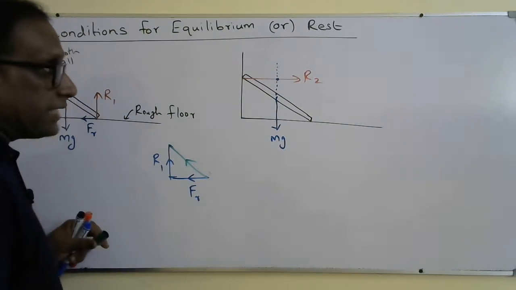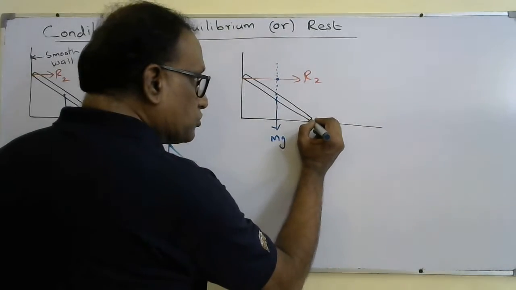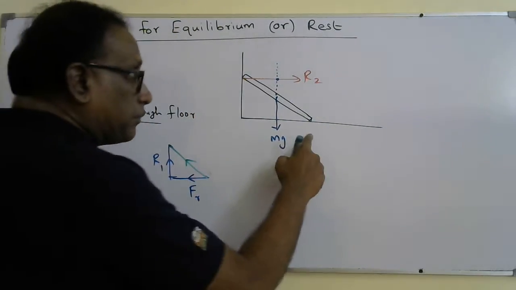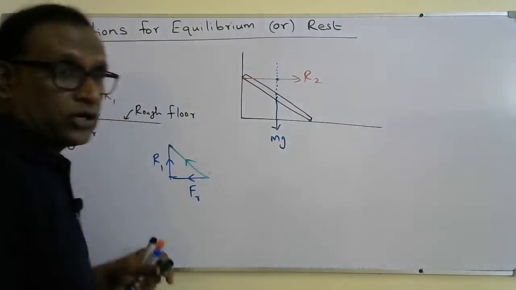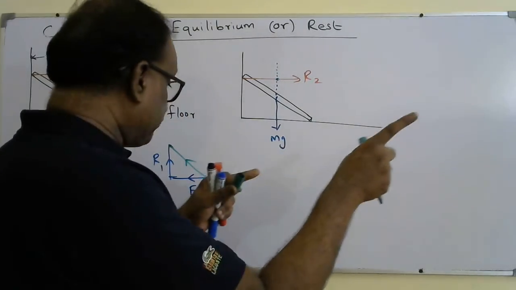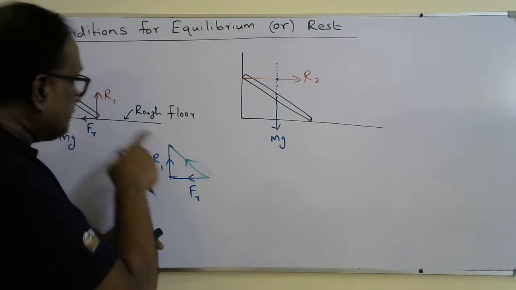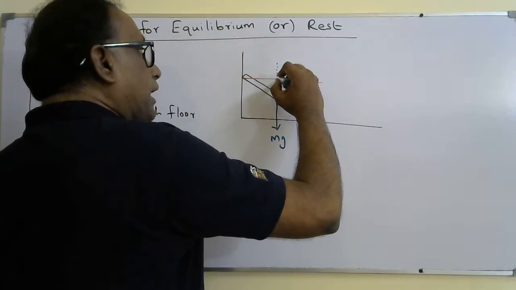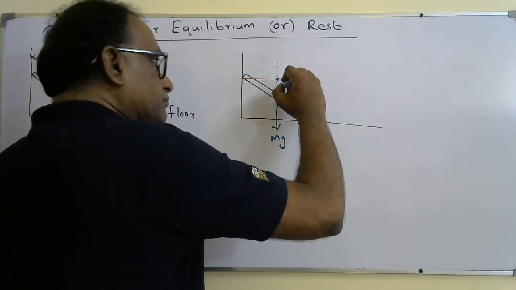But how should it act? The resultant of those two forces will act at this end. It must pass through this point, because I have converted 4 forces into 3 forces, right? The third force is the resultant of R1 and FR. That resultant must pass through this line.